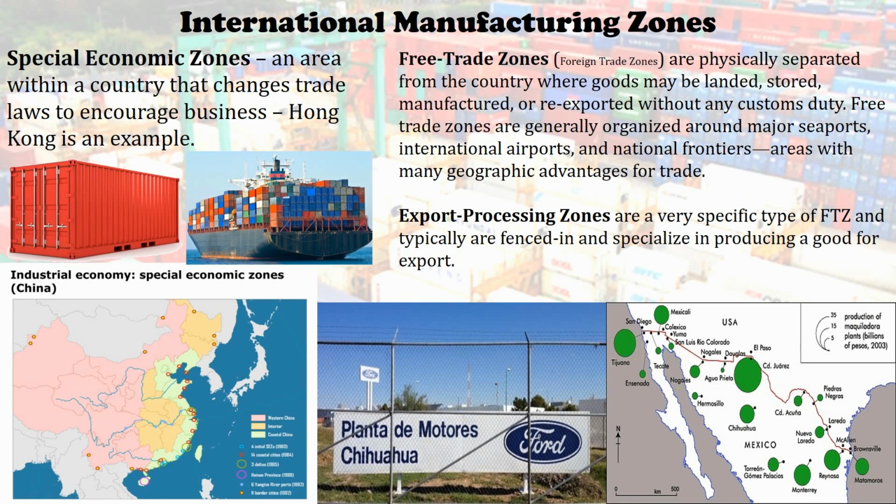So these are different types of, I would call them loopholes, for countries and companies to get away with some stuff that they normally wouldn't be able to. So remember, a special economic zone is an area that has different laws, whereas a free trade zone, you can see there's a fence right here. And the Ford plant in Chihuahua here is completely separated.